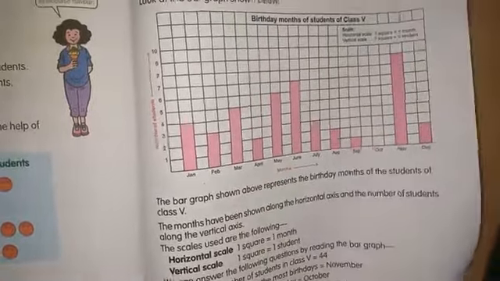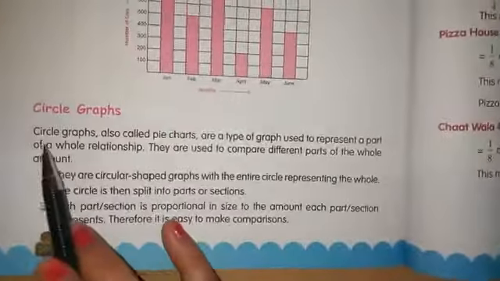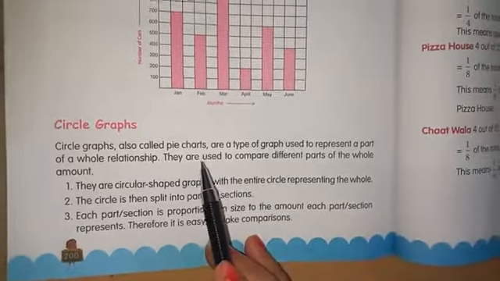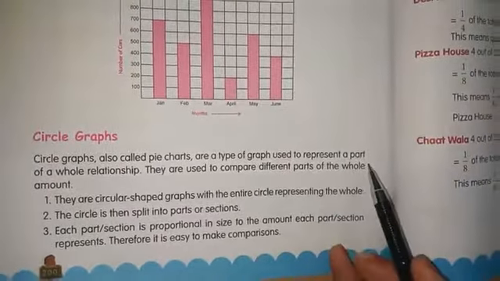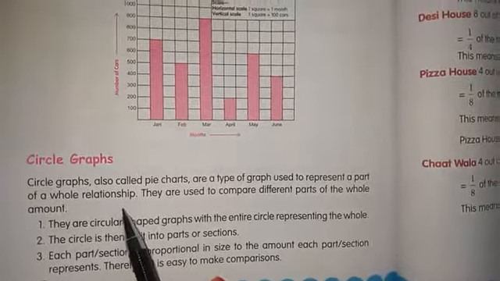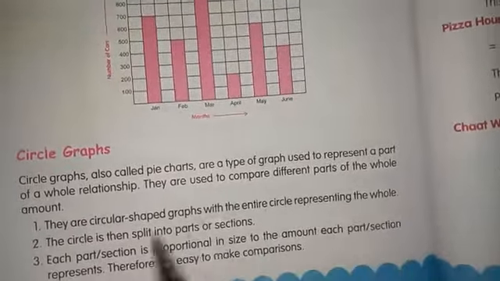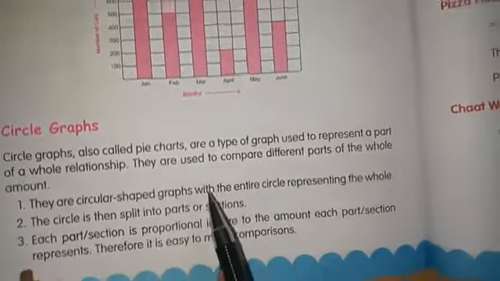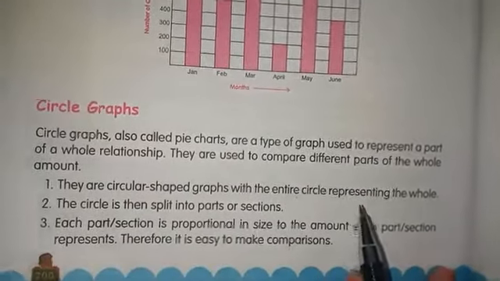Okay, then next is, after that we have a circle graph. Circle graph is what, circle graphs also called pie chart. Circle graph ko hum pie chart bhi bolte hain, are a type of graph used to represent a part of whole relationship. Okay, they are used to compare different parts of a whole amount. We can compare easily by circle graph that which is more, by seeing only we can see that which is more, which is less.